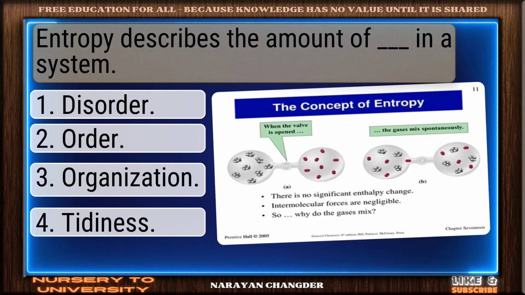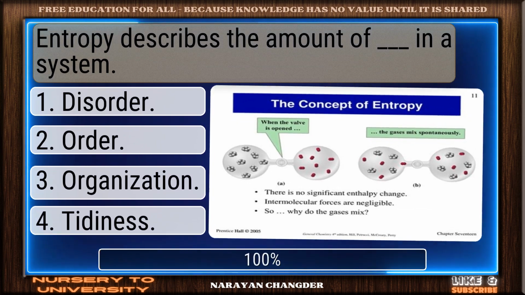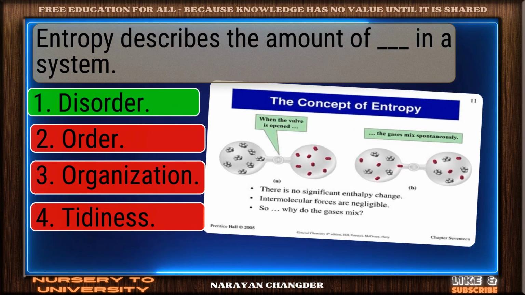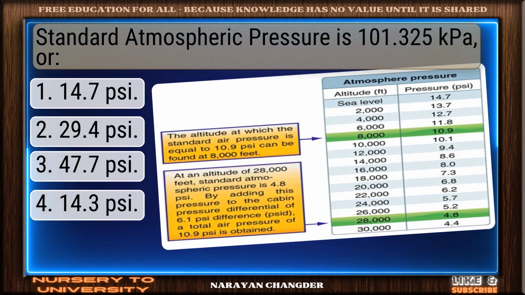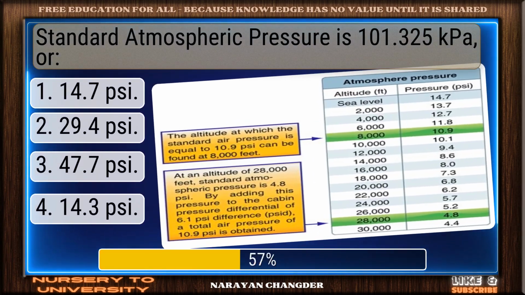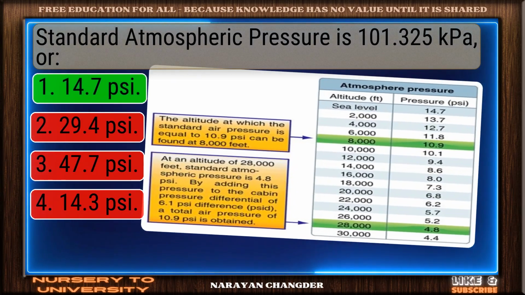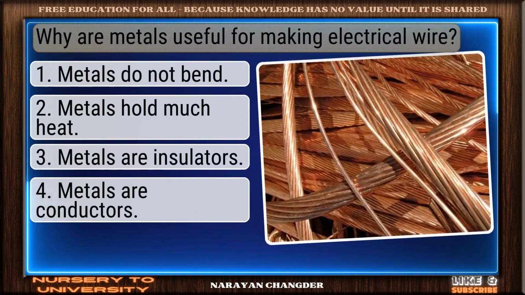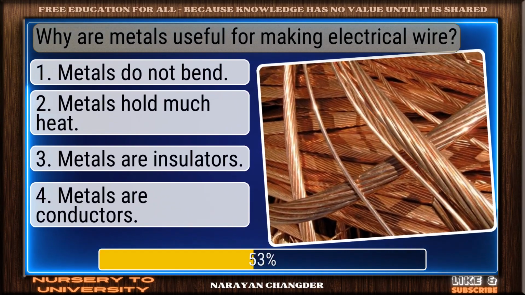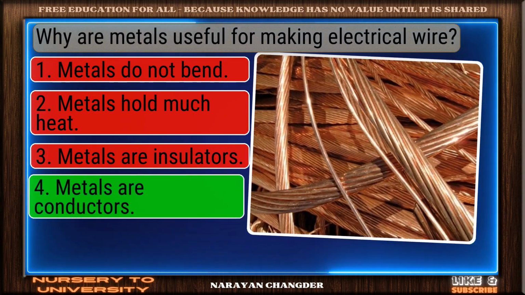Entropy describes the amount of dash in a system. Strong choice. Disorder is the right answer. Standard atmospheric pressure is 101.325 PA. Sharp thinking. 14.7s is the right choice. Why are metals useful for making electrical wire? Valid point. Metals are conductors is true.